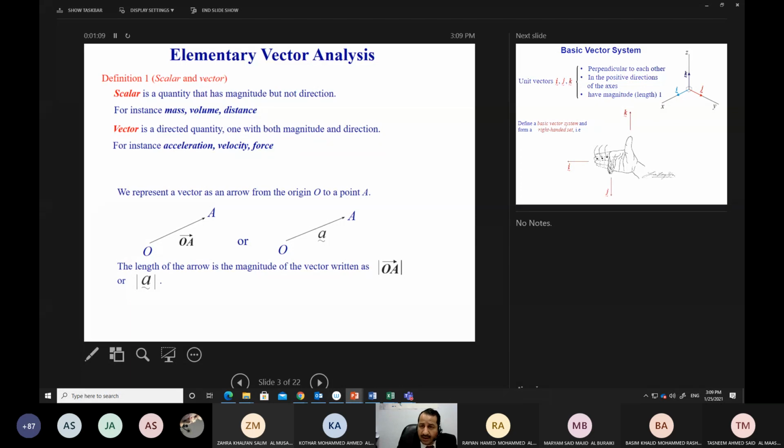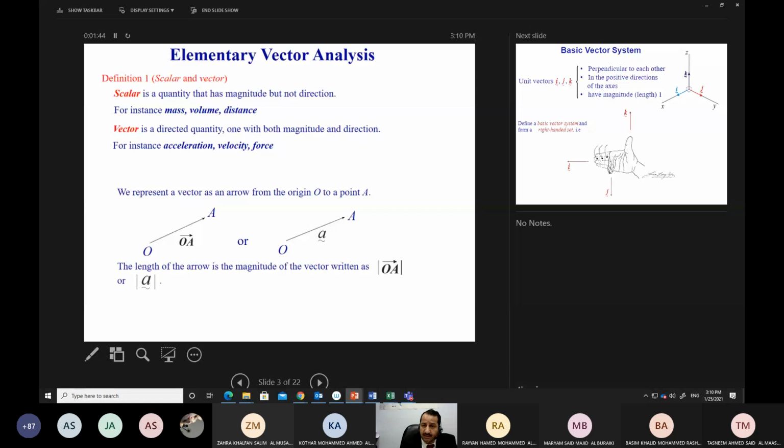You remember quantities can be classified into scalar and vector. You define a scalar as a value which has no direction. Examples are mass, volume, distance, while a vector is a value with direction. You cannot say, for example, 7 or 8, similar to a scalar. You need to say 7 with a 30-degree angle. You need to specify the direction. Examples of this are acceleration, velocity, force.